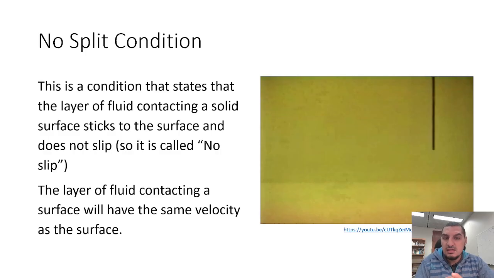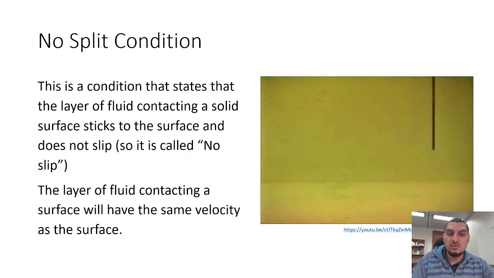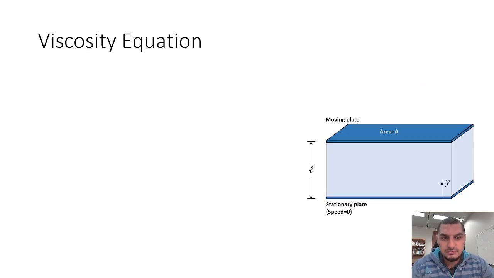So this means that the liquid that was touching the surface was sticking to it, so it didn't leave. This is what we call the no-slip condition. By this no-slip condition, we mean that the layer that is touching a surface will have the same velocity as the surface. If it's stagnant, it will have zero velocity. If it's moving with a velocity v, then it will have the same velocity. This is a very important condition that we will keep using until the end of this course.